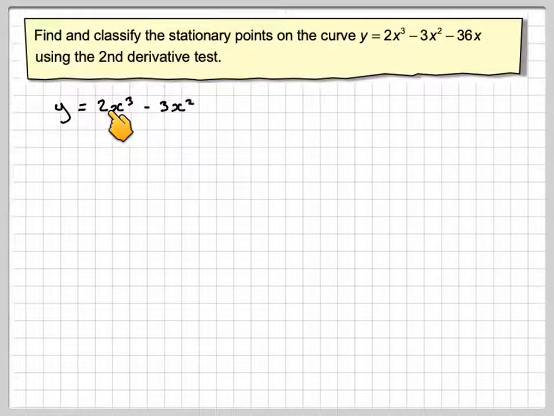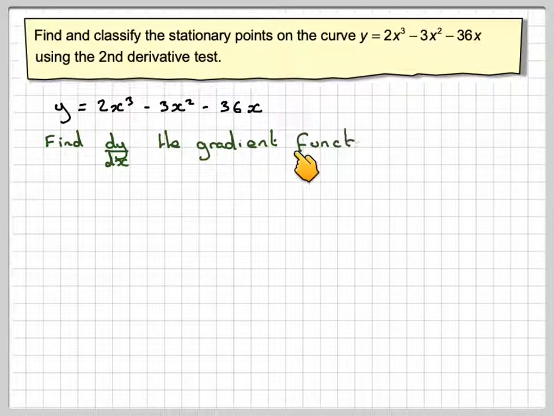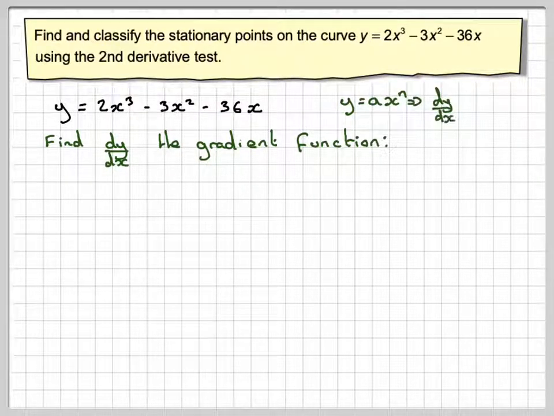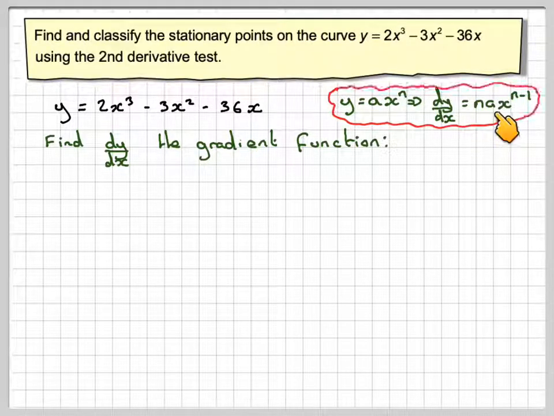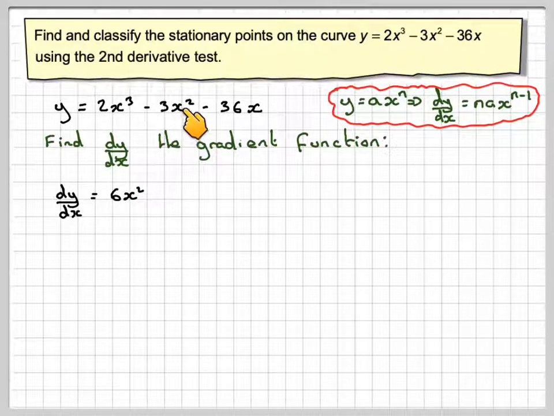So if we've got y is equal to 2x cubed minus 3x squared minus 36x, step number 1 is to find dy by dx, the gradient function, like I just explained. We know if y is equal to ax to the n, then dy by dx means take the n, bring it down in front, write down the a, and then reduce the power of x by 1. So applying that to each of these, dy by dx is going to become 2 times 3, which is 6x squared, minus 6x. And if you differentiate minus 36x, you get just minus 36.